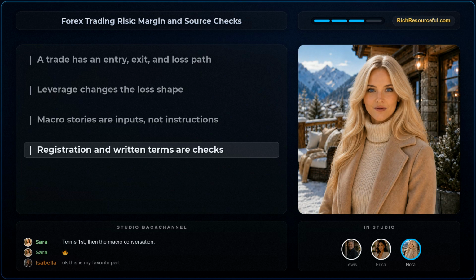The CFTC also gives us a useful fraud screen. It warns about promises of no bear market, claims that you should trade in the interbank market, requests to transfer cash quickly, and difficulty checking a firm's background. That list has a common theme. The pitch asks you to skip ordinary verification because the opportunity supposedly expires before scrutiny arrives.